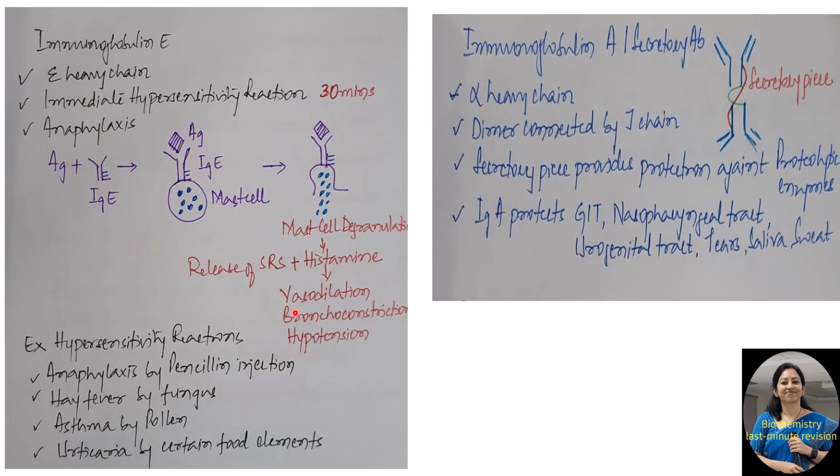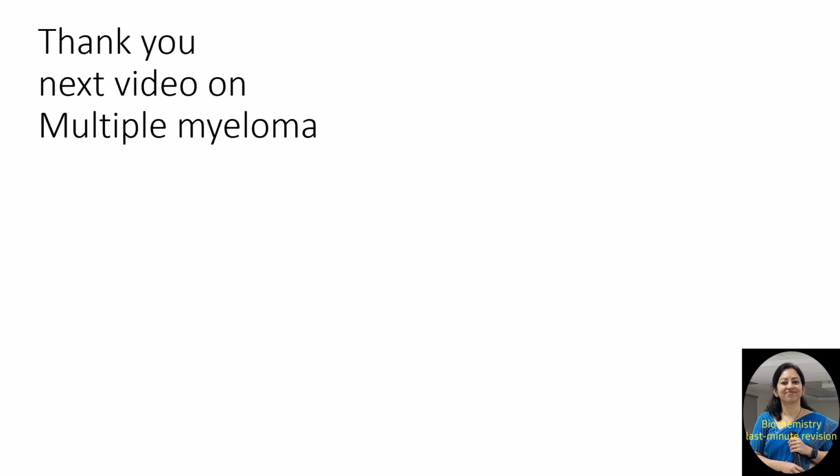Coming to immunoglobulin A, also called secretory immunoglobulin, it is a dimer made up of two units, and the two units are linked by J chain, and it is stabilized by the secretory piece. Now this secretory piece provides protection for this immunoglobulin against proteolytic enzymes. It contains alpha heavy chain, hence the name immunoglobulin A. The main function of this immunoglobulin A is to provide protection against all the mucosal surfaces like the gastrointestinal tract, nasopharyngeal tract, urogenital tract, tears, saliva, and sweat. So this was all about humoral immunity and different types of immunoglobulins.